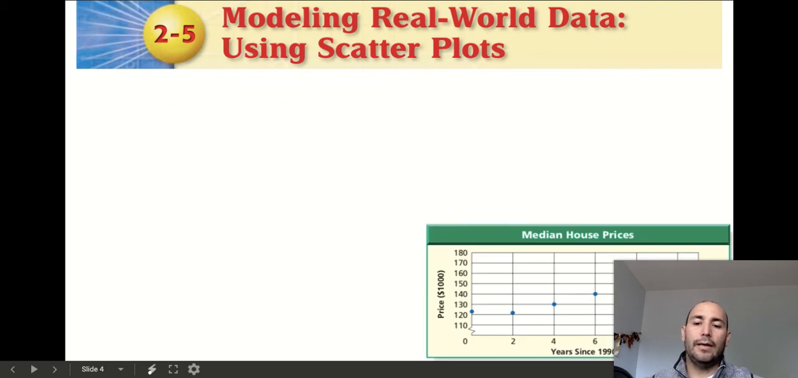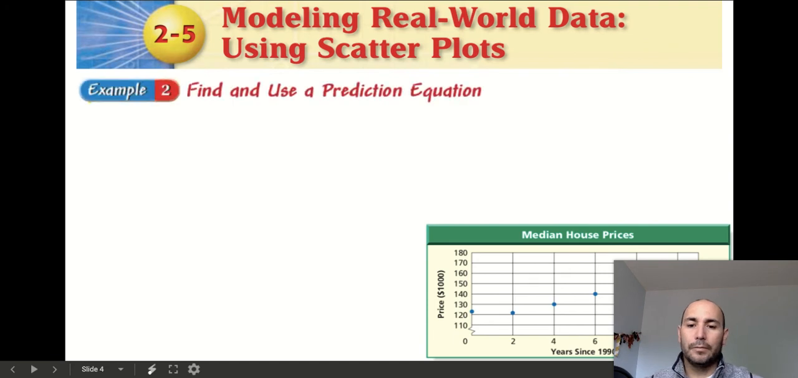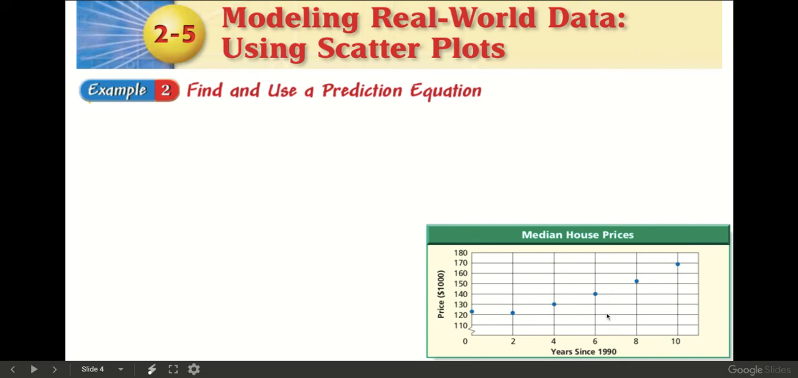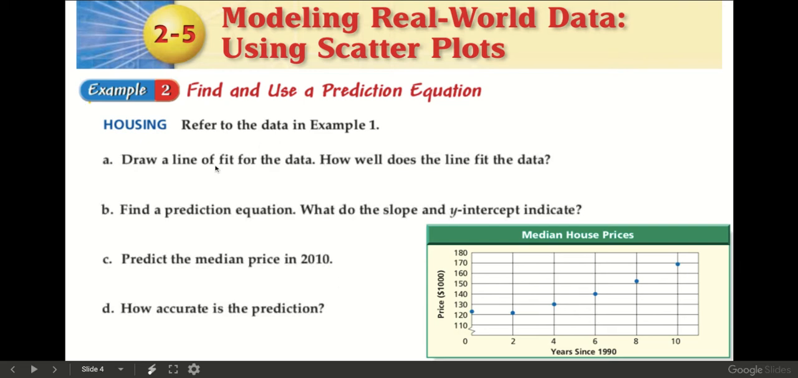So let's look at our problem here. I've taken the data from our example number 1. We're going to refer to this data and find and use a prediction equation. There are several parts to this. First, we're going to draw a line of fit for the data and see how well the line fits the data. Then we're going to find a prediction equation for that line, and answer what the slope and the y-intercept indicate.